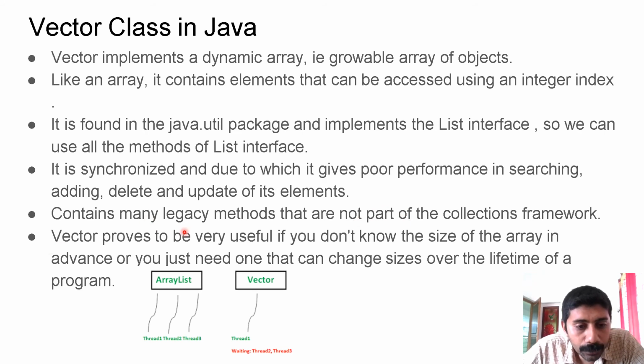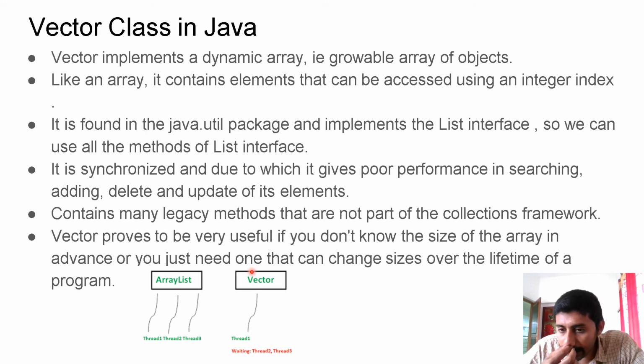Okay, Vector proves to be very useful if you don't know the size of an array in advance, or you just need one that can change size over the lifetime of a program. Okay, so the limitation is in terms of performance. It is synchronized. That means only one thread can execute the object. If another thread is waiting to execute this particular thing, that thread has to wait.